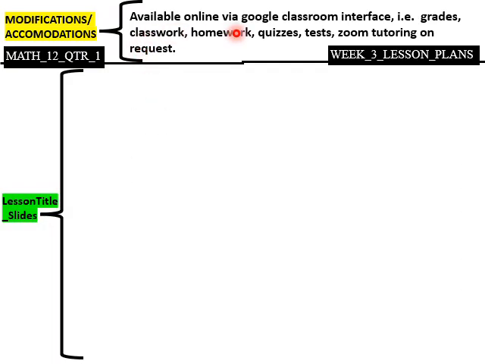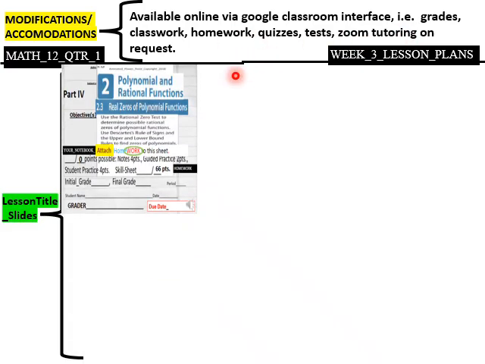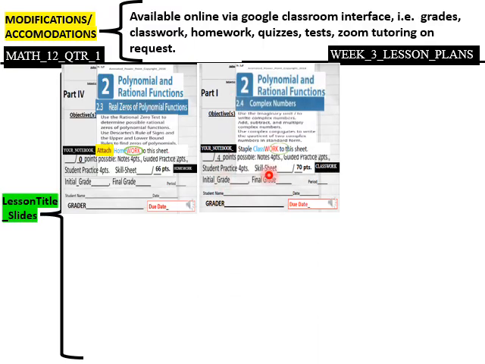Available online via Google Classroom interface. You get a password for that. And grades, classwork, homework, quiz, test, Zoom tutoring on request. And we start out here with 2.3 real zeros of polynomial functions. And we finish up here with our homework part 4, which is 66 points.